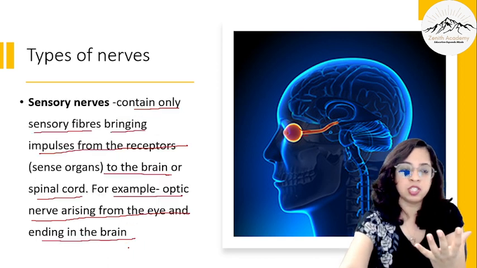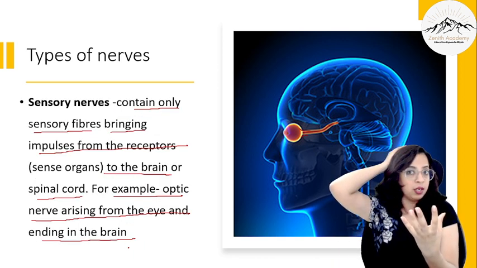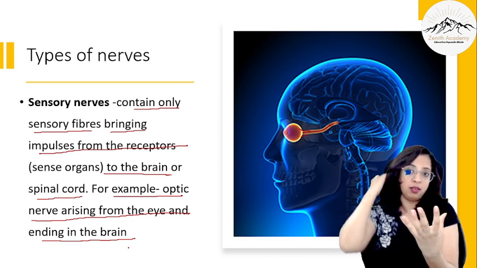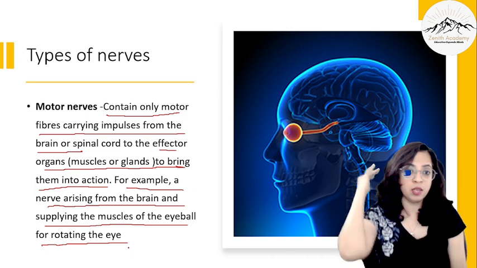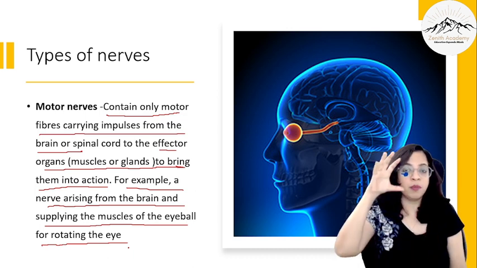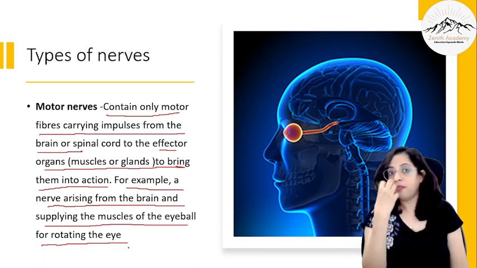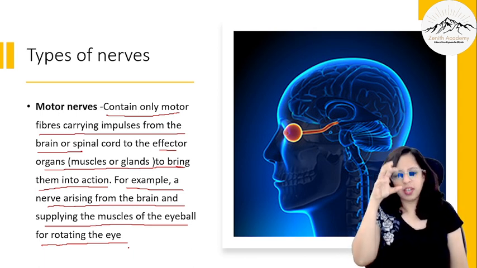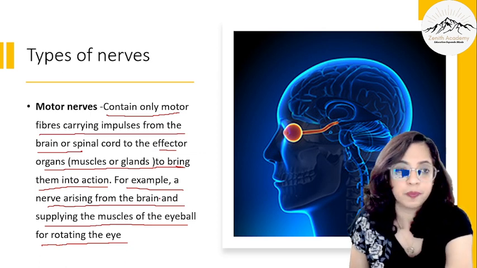So what does your sensory nerve do? It takes the signal to the brain. Now from the brain, the motor nerves arise. Can you see the motor nerves telling the muscles of your eyeball to close down or narrow it, so that your eyes are not affected by the bright light? So these are motor nerves.